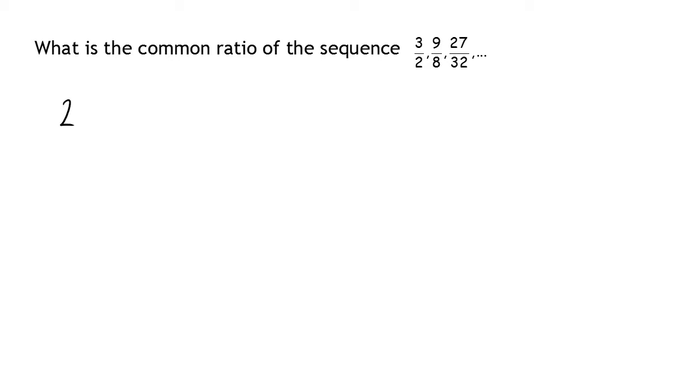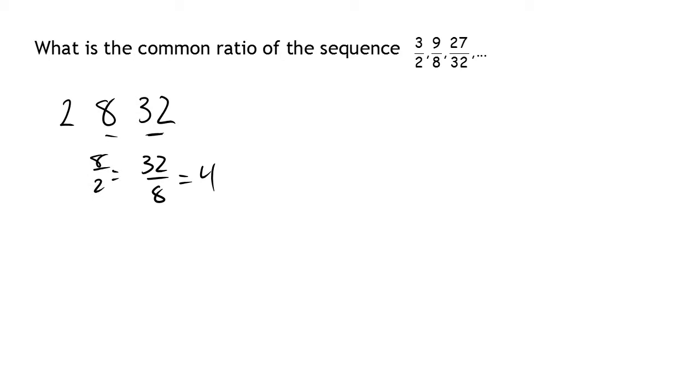If I go 2 and then multiply by 4, I get an 8, multiply by 4, I get a 32. So I get this common ratio by taking a term and then dividing it by the previous term. So 32 divided by 8 is the common ratio of 4. 8 divided by 2, common ratio.